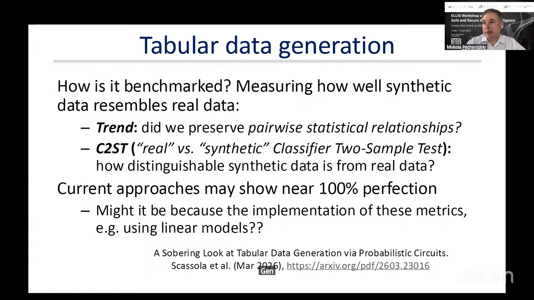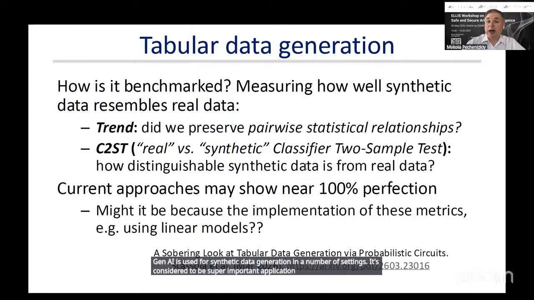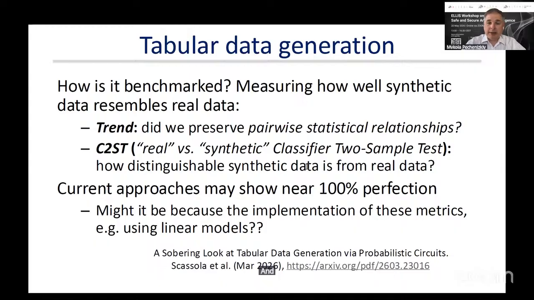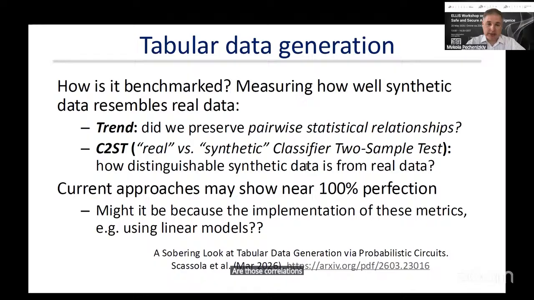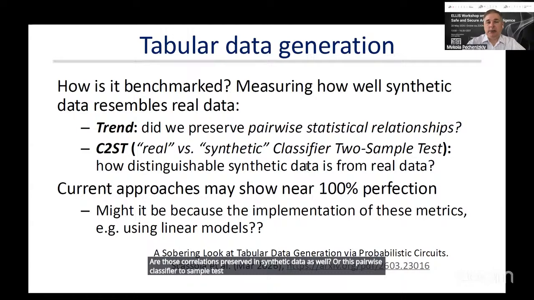Gen AI is used for synthetic data generation in a number of settings. It's considered a super important application. How is it benchmarked? Essentially, researchers try to measure how well synthetic data represents real data, and they develop different metrics to measure it. For instance, trend and C2ST are two popular measures. The first one essentially asks, did we preserve pairwise statistical relationships? If there is some form of correlation in the original data, are those correlations preserved in the synthetic data as well? The classifier two-sample test looks at how distinguishable synthetic data is from the real data.